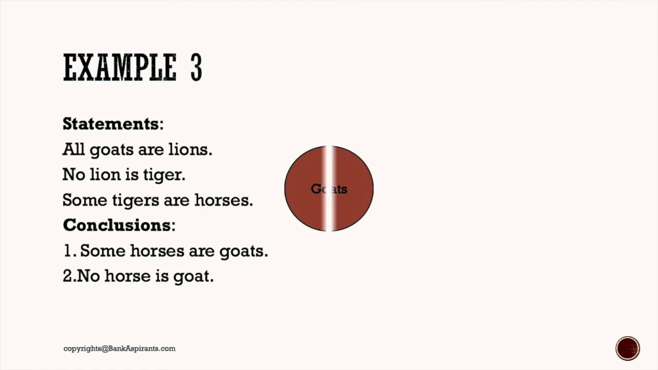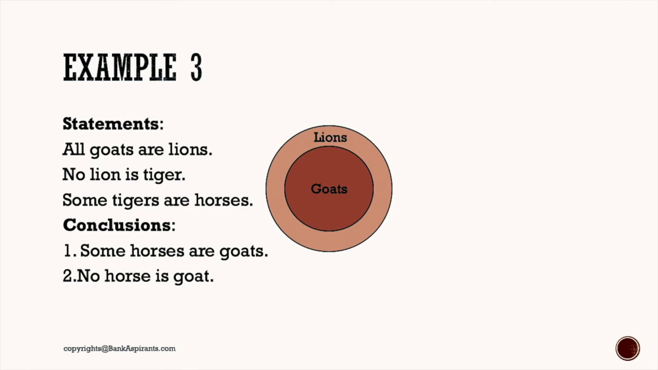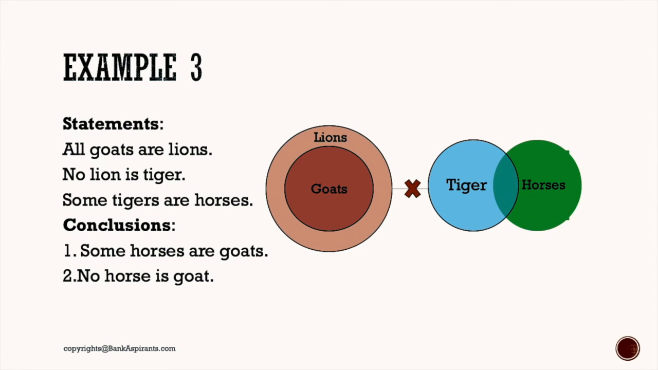Okay. All goats are lions. So you're drawing all goats and lions. No lion is tiger. And some tigers are horses. So some horses are goats, in the conclusion it is given. We can't say some. There is no relationship. First of all, there is no relationship between goats and tigers. So we can't decide. And in one case it is given no horse is goat. So see here, we can't decide anything from this.